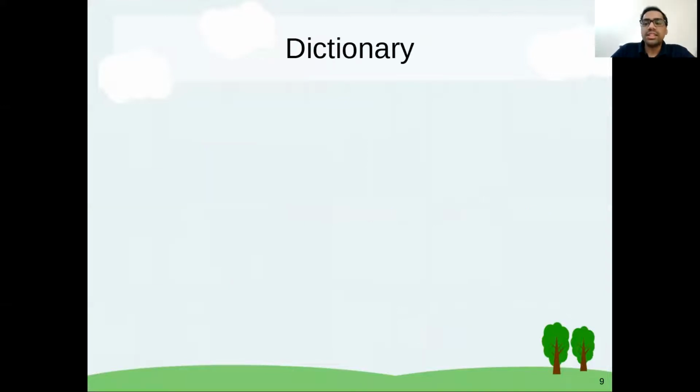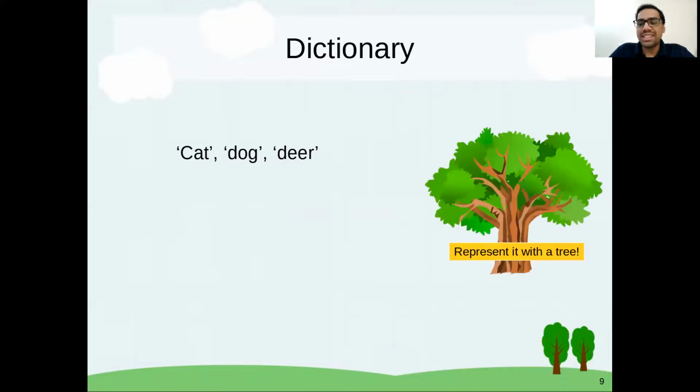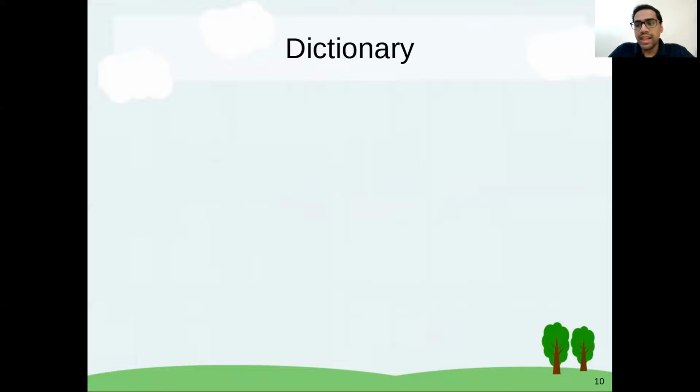Next, let's go to dictionary. In a dictionary, we have different words: cat, dog, deer, but this is a very boring way to represent them. Let's represent it with a tree. How do we do this? Let's take the first word, cat. We'll have a root node, and then let's represent the alphabets in cat, C, A, T, as different nodes in the tree. So C, A, and T.